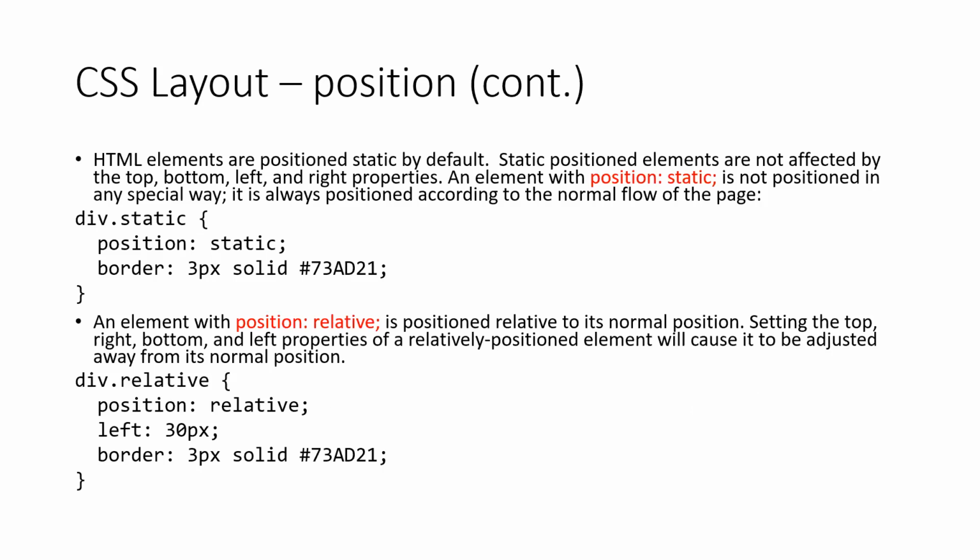Right, now starting with the static, we start with static, and that is the default. So what static means, the element will not be affected by top, bottom, left, and right properties. So when you say position is static, it is positioned in a normal way. So we say div.static. So that means we are going to have a static class, and position we say static, and there's a border.